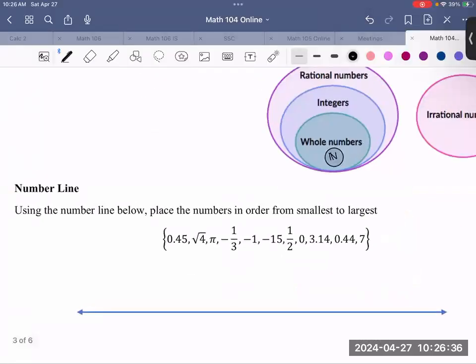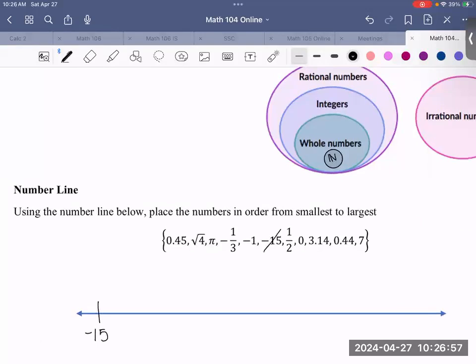So now let's take a look at some number lines. So using the number line below, place the numbers in order from smallest to largest. So I would say pause the video here and see what you can come up with. So if we have -15, that looks like our smallest number. So that's going to go on the end, and let's do the same thing, but for your largest. Largest being 7 over here, so we can X that out.